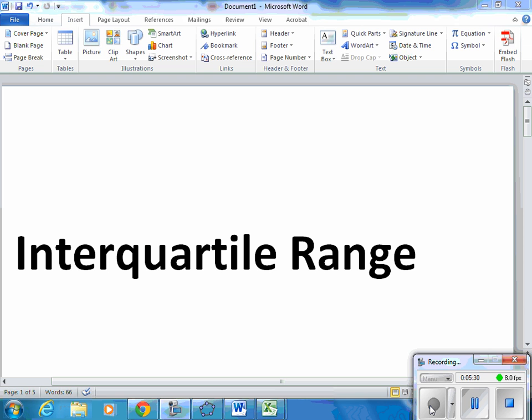So that's how to calculate the interquartile range by hand. That's not done very often, but I want you to know where those numbers come from, have a feel for them.